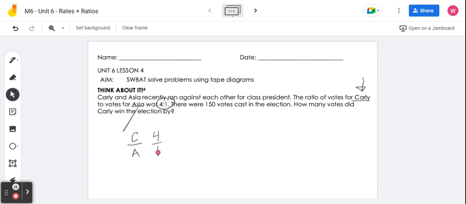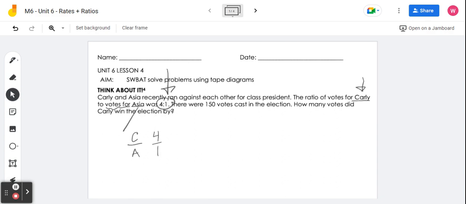Now remember, there are three different ways that you could write a ratio. It can be written like what we see here with the colon. It can be written with what looks like a fraction. And then finally, we can write it with words like we have in this word sentence of Carly to Asia. It then tells us that there were 150 votes cast in the election. How many votes did Carly win the election by?